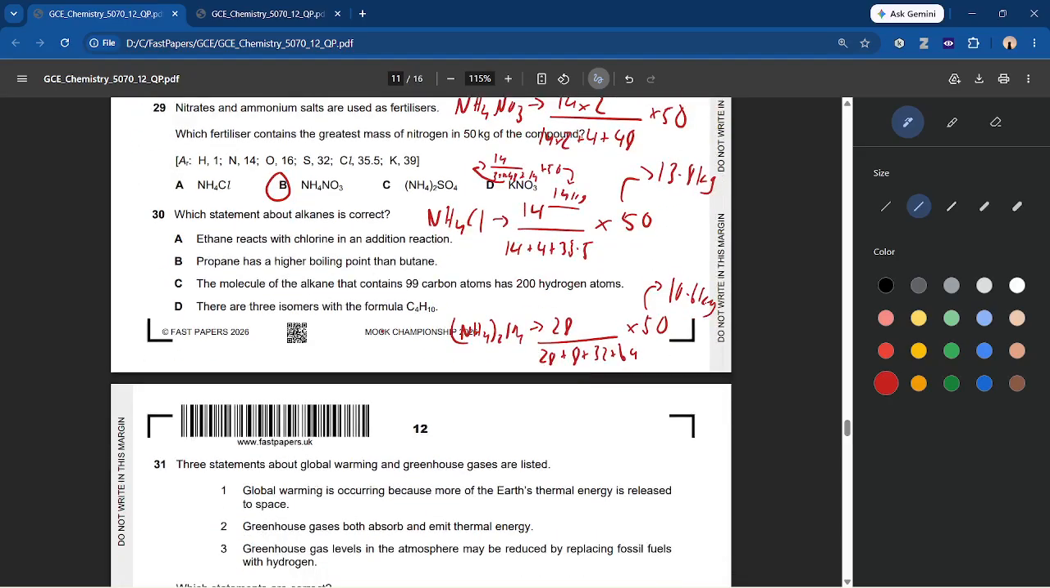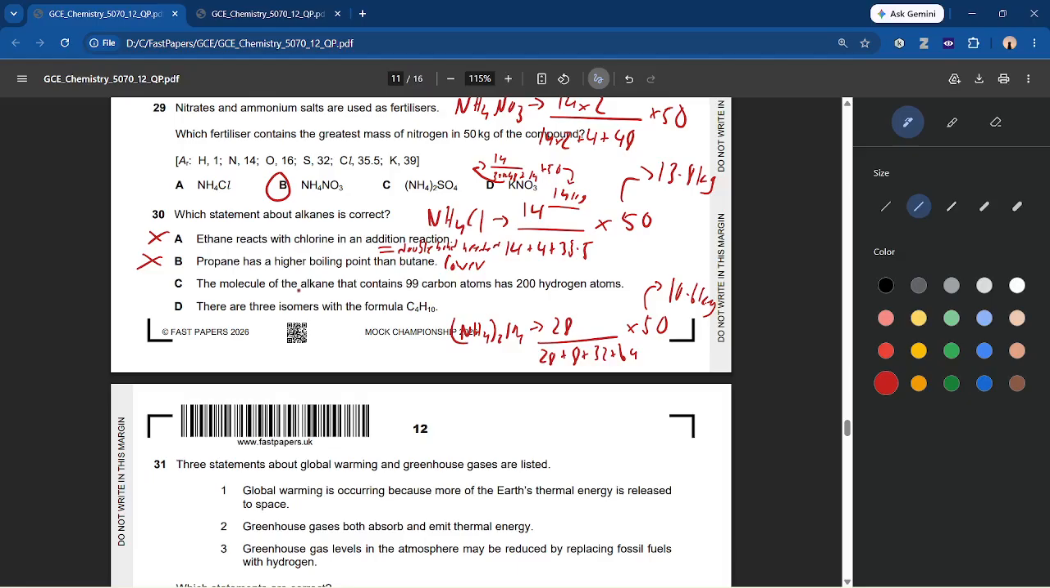Which statement about alkanes is correct? Ethane reacts with chlorine in an addition reaction. Nope, addition reaction means you need a double bond, and there's no double bond here. Propane has a higher boiling point than butane. Nope, it has a lower boiling point. So double bond needed.